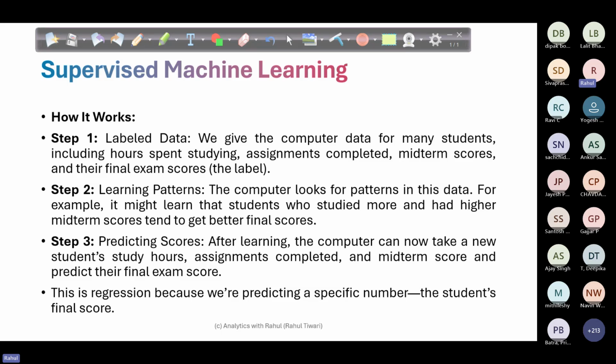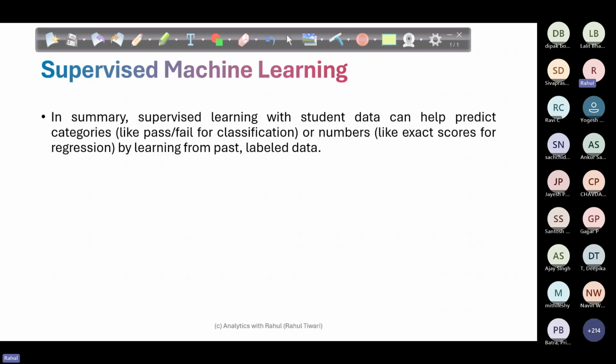Step two, learning patterns. The computer looks for patterns in this data. For example, it might learn that students who studied more and had higher midterm scores tend to get better final scores. Predicting scores: after learning, the computer can now take a new student's study hours, assignments completed, and midterm scores and predict their final exam score. This is regression because we are predicting a specific number, the student's final score. In summary, supervised learning with students' data can help predict categories like pass/fail for classification, or numbers like exact scores for regression, by learning from past labeled data.